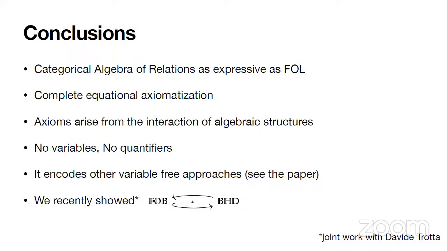Peirce's existential graphs or Quine's predicate functor logic. And with the help of Davide Trotta, we also showed recently that there is an adjunction between the category of first-order bicategories and Boolean doctrines, which is the other way of doing logic in category theory. When you put some restrictions on the Boolean doctrines, this becomes an equivalence, which is also kind of a sanity check of the definition of first-order bicategories, given that these are pretty well established.